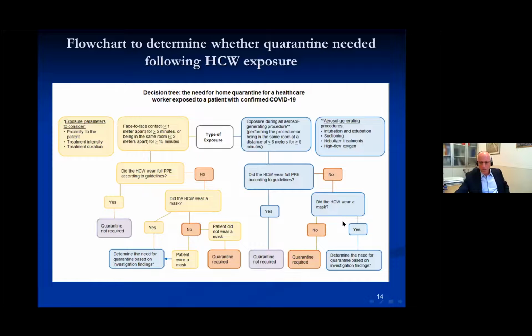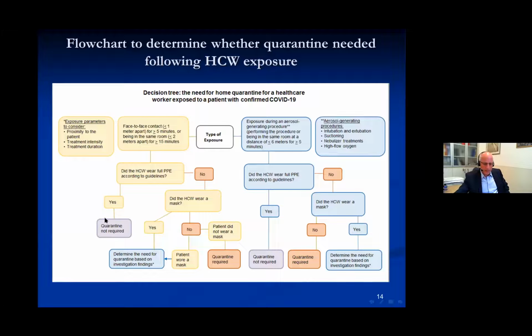But if the healthcare worker was wearing a mask, then we would determine the need on an individual basis based on investigation findings. And we would ask questions relating to proximity, to treatment intensity, to treatment duration, and specific elements of that contact that led to the exposure. If there were no aerosol generating procedures performed, then we would ask, was there face-to-face contact less than 1 meter apart for 5 minutes or more? And if not, was the exposed healthcare worker in the same room less than 2 meters apart for 15 minutes or more? If so, was the worker wearing full PPE according to guidelines?